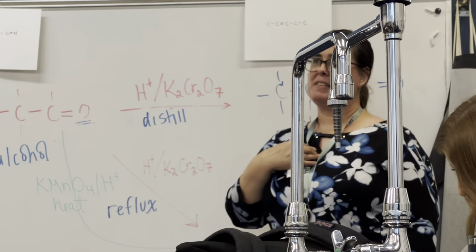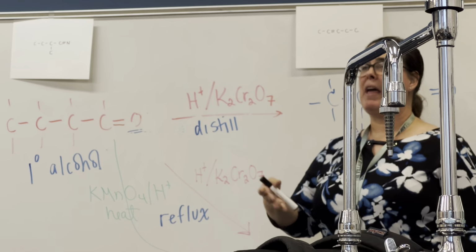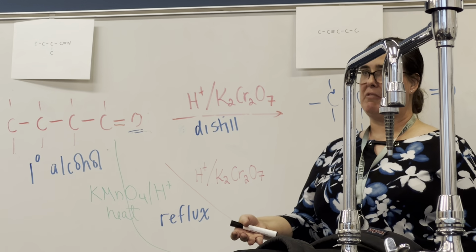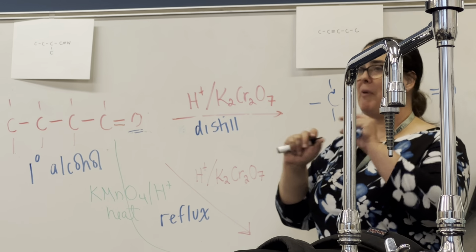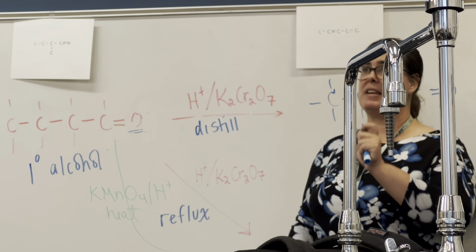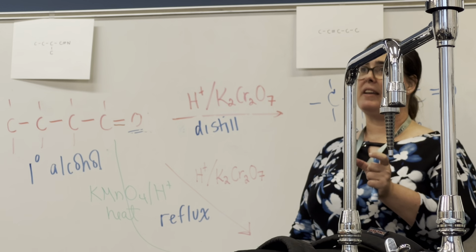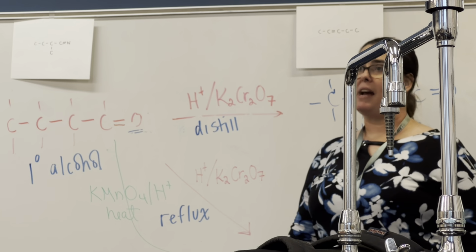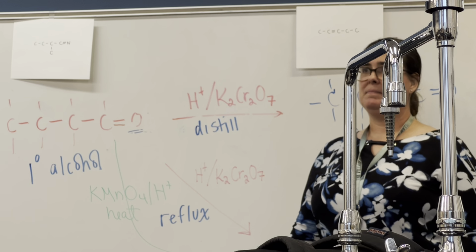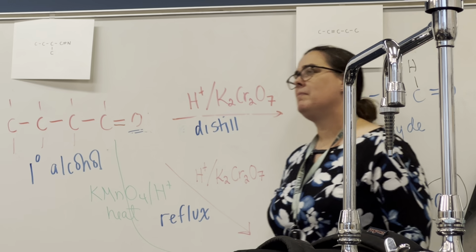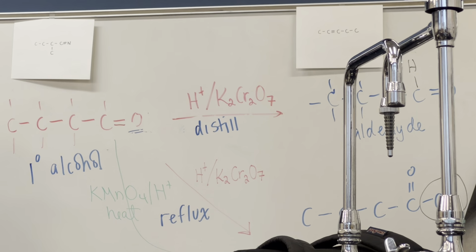right? So when I say heat, I mean reflux, because I don't have a great way to heat something without using reflux. But the reason that I break apart distill and reflux is because I need to distill to capture the aldehyde, to prevent it from continuing to react. But I'm saying using potassium dichromate and it goes directly to carboxylic acid. Oh no, potassium permanganate. Yeah, that's right.